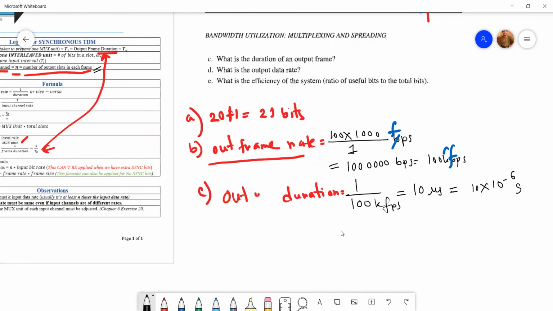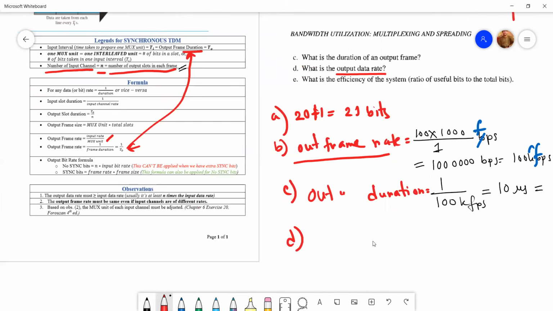And the fourth one. What is my output data rate? Now they're not asking you the frame rate, they're asking you the data rate. If we had no synchronization bit, we could easily say the output data rate is equal to n times the input bit rate or input data rate, because if we have 100 channels, each of the channels is sending 100 kilobytes per second, so all these things will be the same.